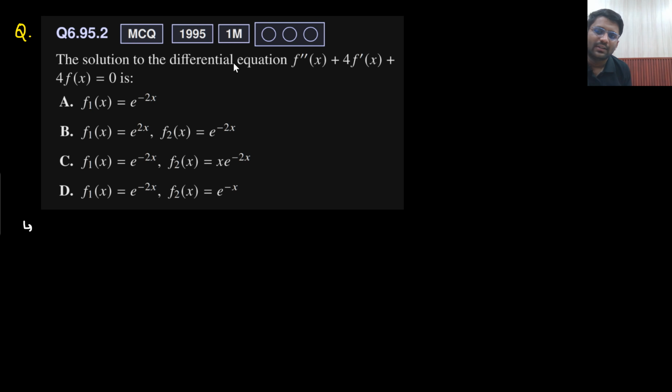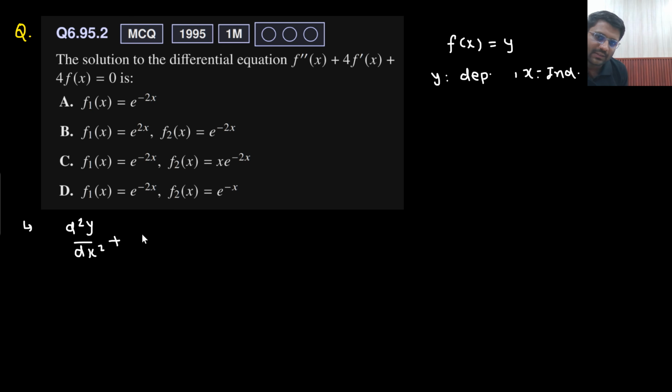What is the scenario? Sir, f(x) is given. So what is f(x) here? f(x) is y only, where y is the dependent variable and x is the independent variable. So what is given? d2y by dx2 plus 4 into dy by dx plus 4 into y equals to 0. This is what they have given.